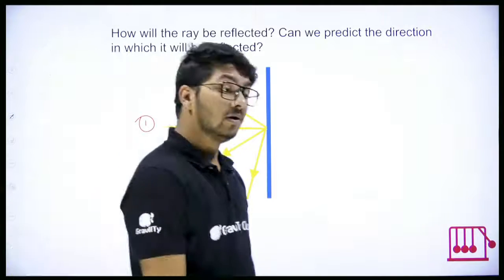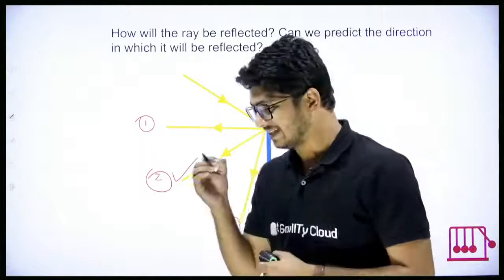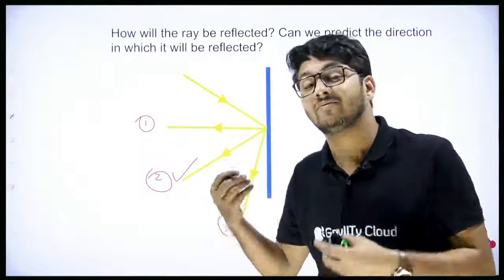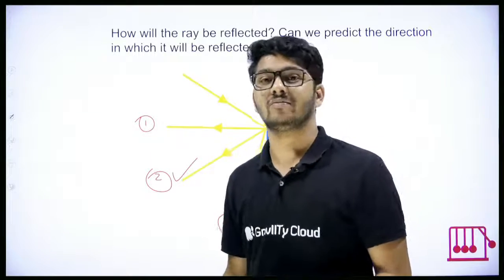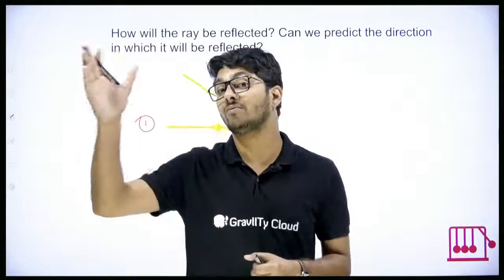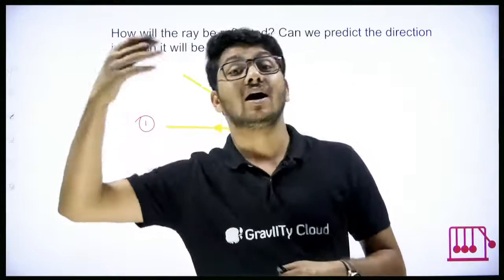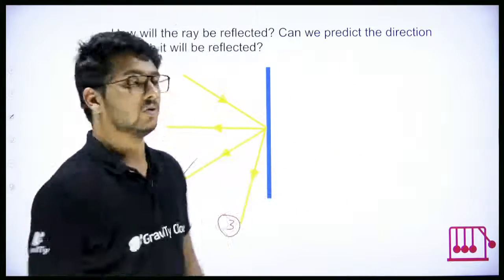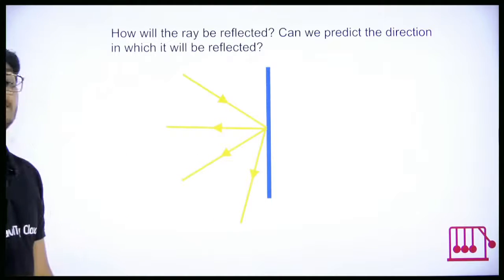But why are we able to say the answer as 2? How? Is there any law regarding it? Is there any rule for it? Yes, there are a few rules. And those rules are nothing but laws of reflection. Using those laws, we can predict the direction of reflected ray, the direction in which the ray will go after reflection. Okay, so that's what we'll be doing today. We'll be learning about those laws of reflection.